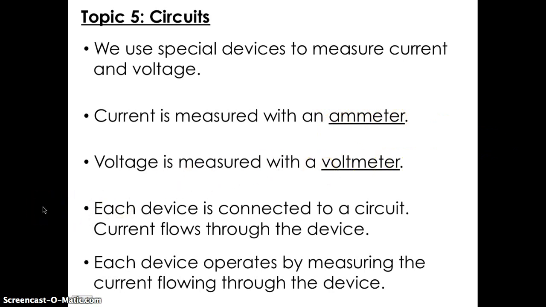Now each device operates by connecting to a circuit and then drawing some current through that device. So you connect an ammeter and then current passes through the ammeter, or you connect a voltmeter and then current from the circuit passes through the voltmeter. And both of these devices operate by measuring how much current is flowing through itself. So the voltmeter measures the current running through the voltmeter, and the ammeter has current running through it, and it measures how much current is running through it.